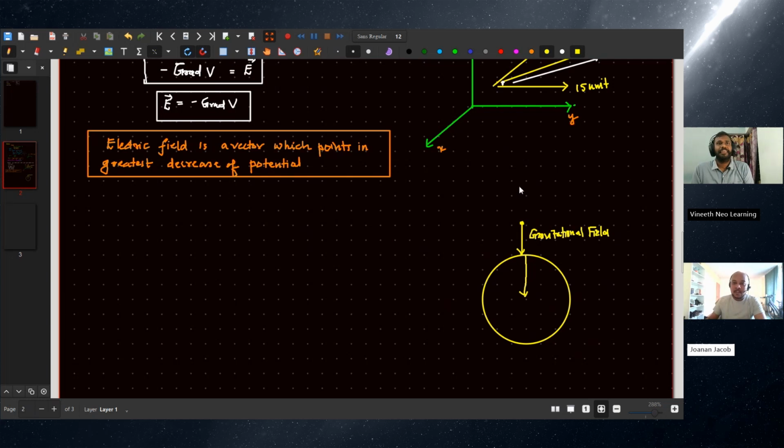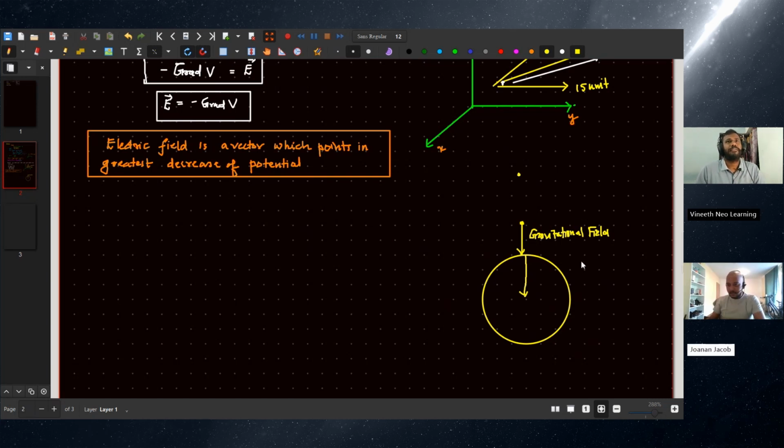So we know that the gravitational potential will be larger when we move away, and as we move towards the Earth, the gravitational potential decreases. So the gravitational field will always point in the direction of the greatest decrease in gravitational potential. I hope you understood.